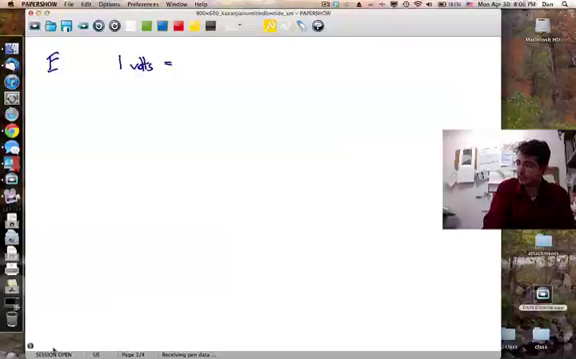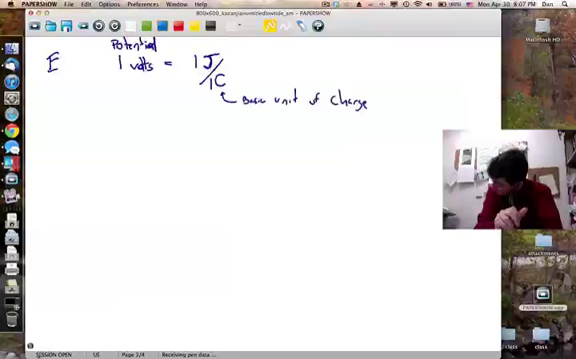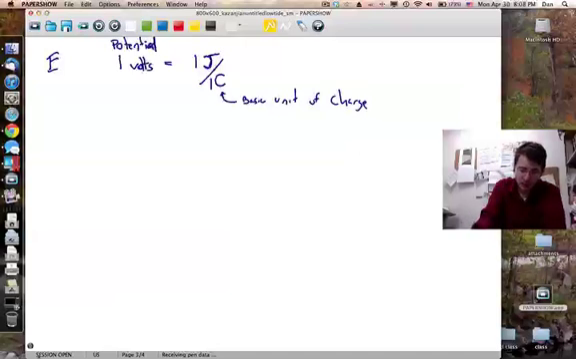1 volt would be equal to the amount of force of 1 joule applied to 1 coulomb of charge. Now, a coulomb is a way of counting, the basic unit of charge. It turns out that we can define a coulomb in terms of the Faraday constant, F.